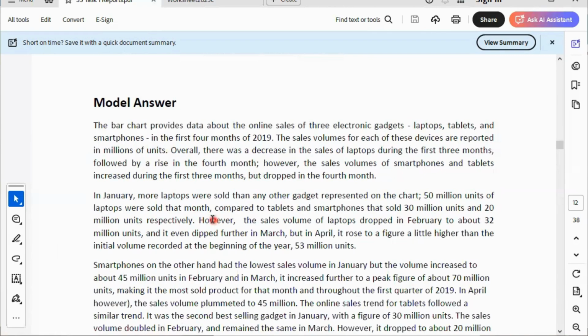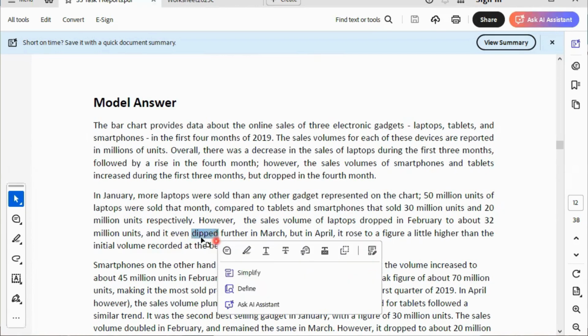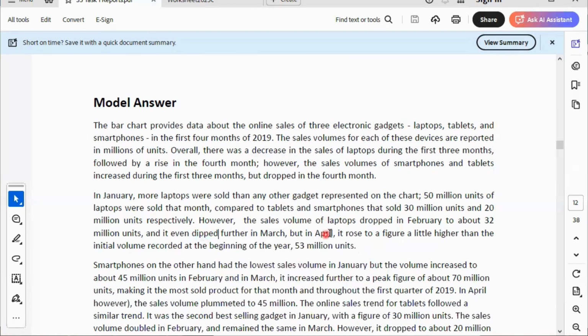However, it goes back to laptop. The sales volume of laptops dropped in February to about 32 million units. And it's even dipped further. This is another thing to represent decrease, language of trend. It's dipped further in March. But in April, it rose to a figure a little higher than the initial volume recorded at the beginning of the year, 53 million units.